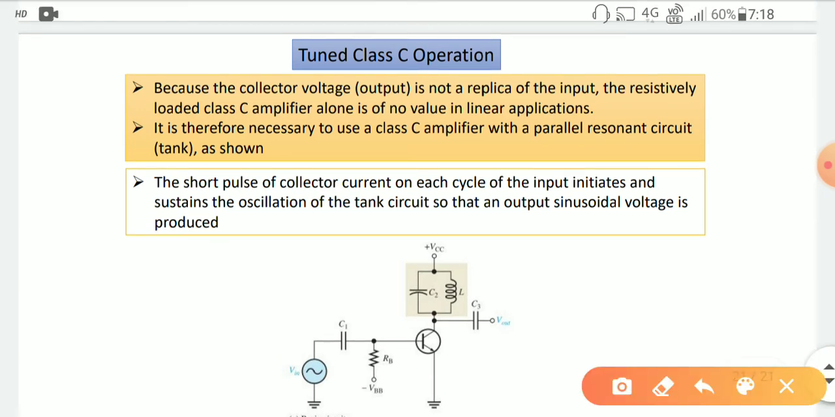If you consider this as a typical Class C amplifier, we replace the load resistor with a tank circuit. A tank circuit means the combination of a capacitor and an inductor. So that can generate a pulse, a short pulse, on there. There are continuous pulses generated through that tank circuit, and the output is also obtained as a sinusoidal form.